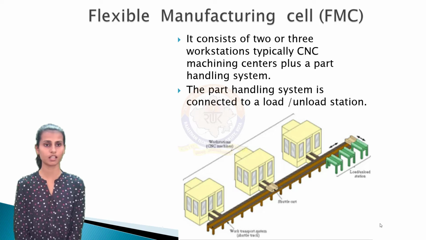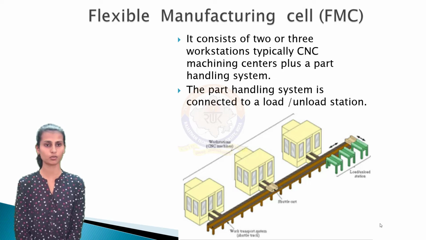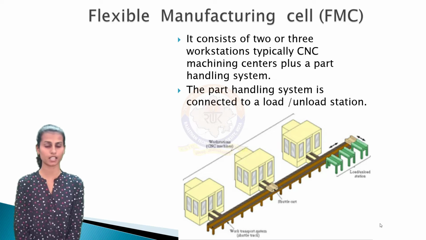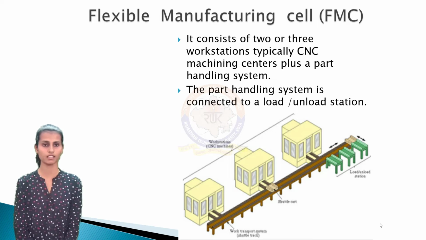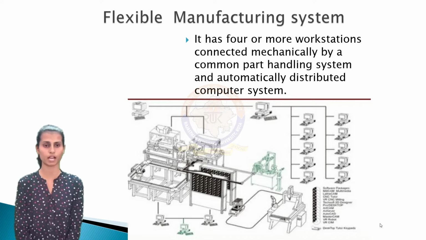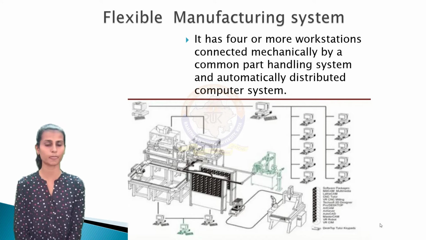Next slide please. Flexible manufacturing cell. It consists of 2 or 3 workstations, typically CNC machining centers, plus a part handling system. The part handling system is connected to a load-unload station. Next slide. Flexible manufacturing system. It has 4 or more workstations connected mechanically by a common part handling system and automatically by a distributed computer system.